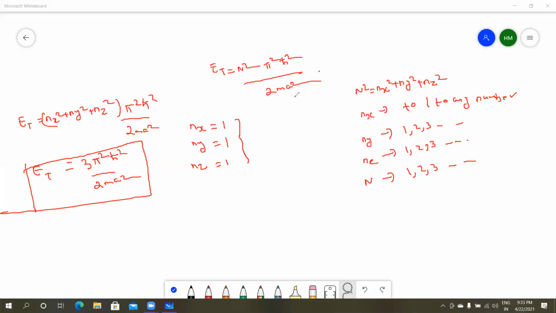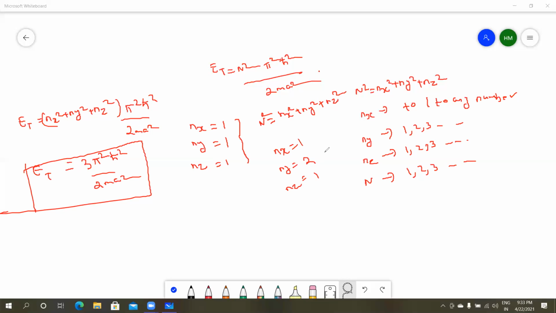Okay, now tell me, since n square is a linear combination of nx square, ny square, nz square, what values of the energy are we going to get? This n square is basically nx square, ny square and nz square. So now we have taken nx, ny, nz as 1 1 1. This is one combination. Another combination you can take is nx equal to 1, ny equal to 2, and nz equal to 1. This is one combination you can take.